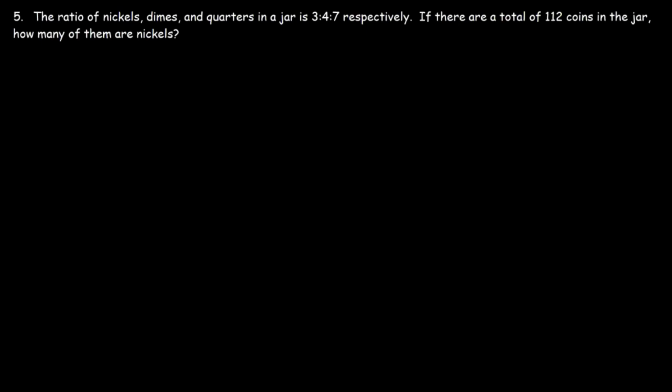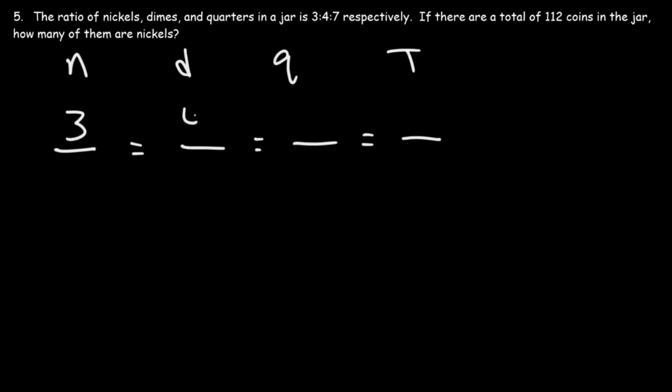So we can set up many fractions to get the answer. We're going to have nickels, dimes, quarters, and then I'm going to add another category, that is the total. So in this case, we're going to have 4 fractions. On top, I'm going to put the ratio. If there are 3 nickels, there's going to be 4 dimes and 7 quarters. In this case, the total number of coins will be 3 plus 4 plus 7. That's going to be 14.